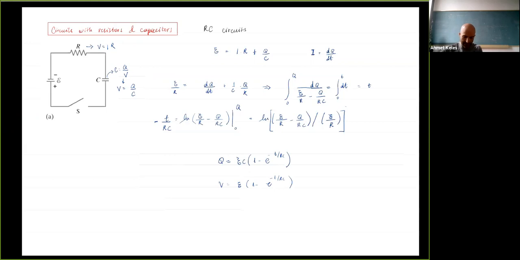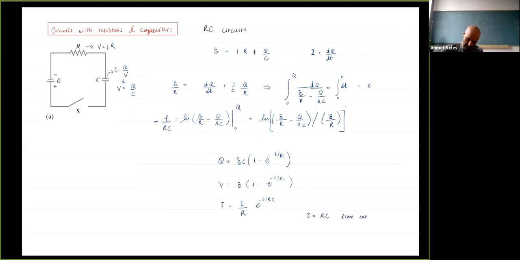And if Q is given, I can take the derivative from here and calculate the current. And the current I is equal to, okay, it's going to be E over R times e to the minus t over RC. This is like a derivative exercise for you, but it's simple. So you can see this RC just shows up everywhere. So it actually has a special name. It's called the time constant of the RC circuit.